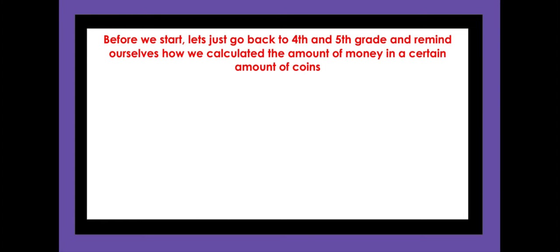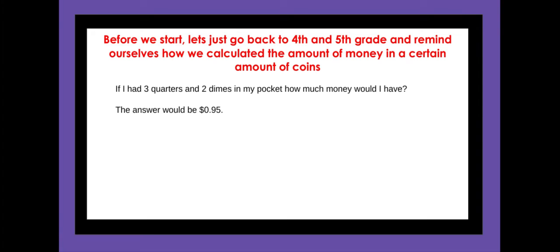Before we can start, I just want to go back to 4th and 5th grade and remind ourselves how we calculated the amount of money we have in a certain amount of coins. So if I had 3 quarters and 2 dimes in my pocket, how much money would I have? You should have gotten the answer of 95 cents. Now let's recap, if we didn't get that, how we can calculate the amount of money in my pocket.